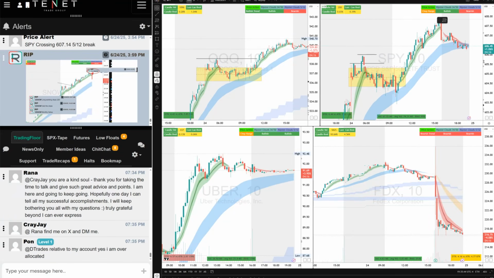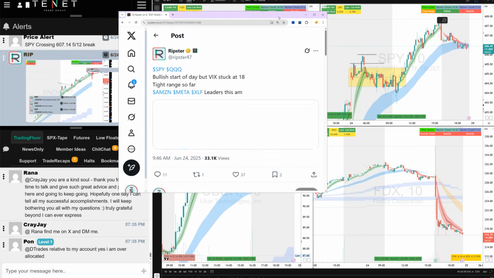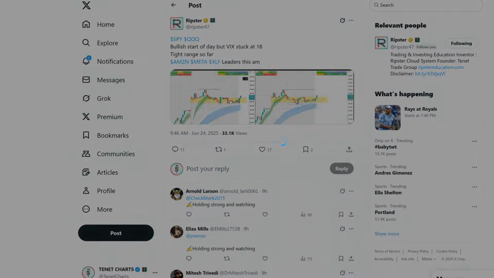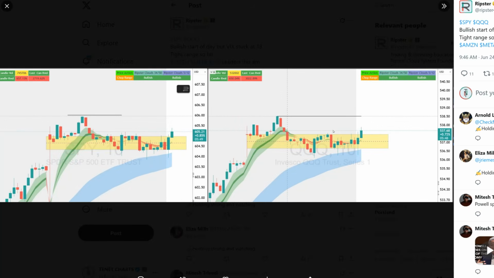First of all, let's see if I can show you what I tweeted in the morning. Let's go back here and take a look at the morning SPY QQQ. This is how the market opened. It was bullish right out of the gate, but it got 10 a.m. rejections.